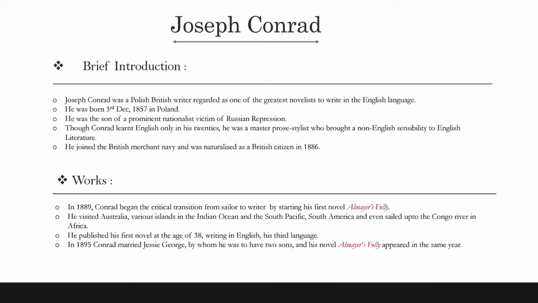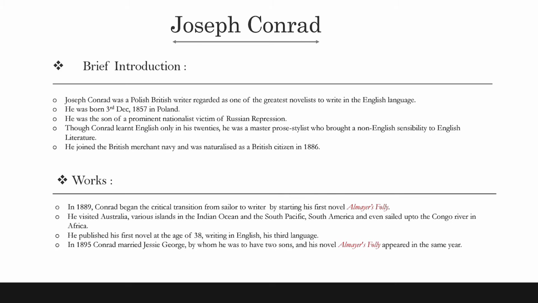Joseph Conrad was a Polish British writer regarded as one of the greatest novelists to write in the English language. He was born on 3rd December 1857 in Poland. He was the son of a prominent nationalist victim of Russian repression. Though Conrad learnt English only in his 20s, he was a master prose stylist who brought a non-English sensibility to English literature. He joined the British Merchant Navy and was naturalized as a British citizen in 1886.